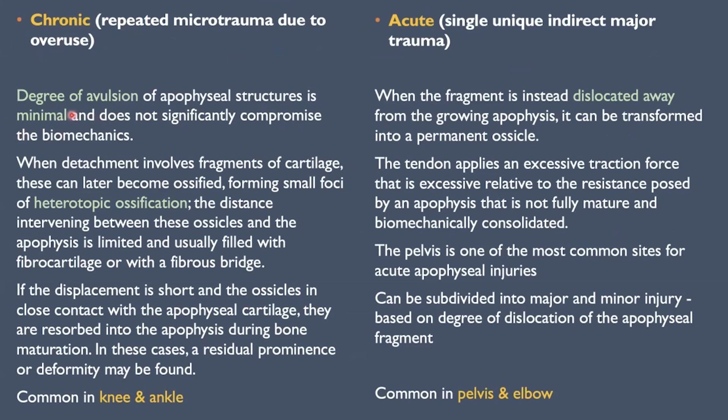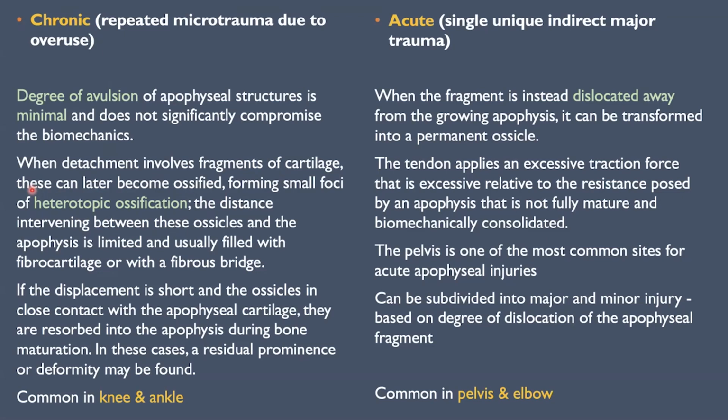So it does not significantly compromise the biomechanics, and the patient is still able to use that limb, but there will be pain on using that limb. And eventually, when there is healing of this apophysis, the ossification occurs. There are fragments of cartilage within the site of apophyseal injury, which eventually get ossified, and it forms areas of heterotopic ossification. This heterotopic ossification, in fact, sometimes is so frank that on radiographs it can even mimic neoplasms.